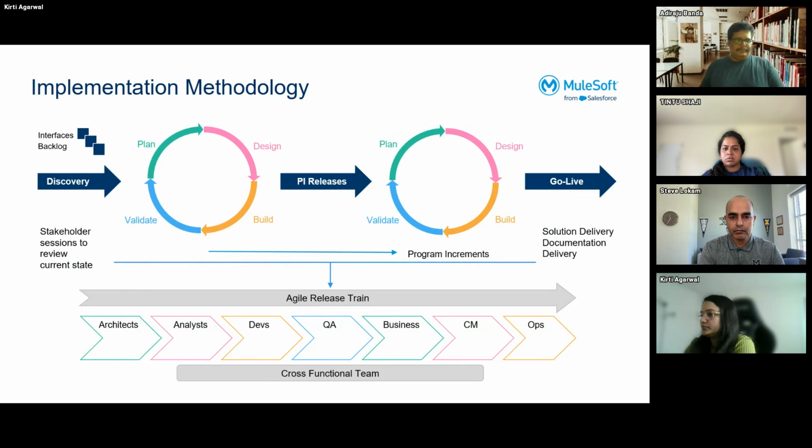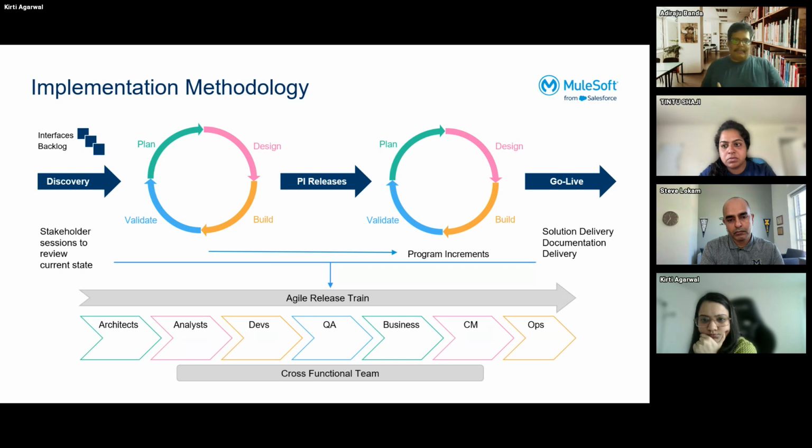So this is the implementation methodology. As Kirti was saying earlier, the entire implementation methodology follows our discovery, PI release, and go live. Discovery is actually big in such big implementations because of the lack of visibility, like connecting some switch somewhere and the light going off on another floor. So there is a lot of operational complexity involved in discovery and building the interface backlog. The first implementation is always done with a low hanging fruit, with high priority, and with minimal complexities to showcase how best we can do this.